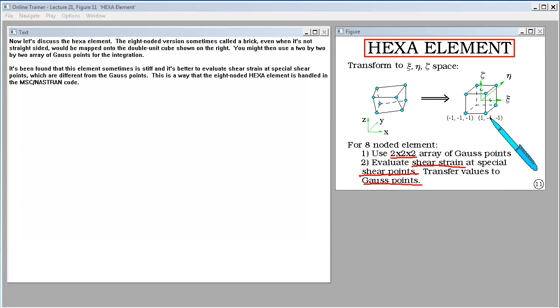This is a way that the 8-noded Hexa element is handled in the MSc Nastran code.